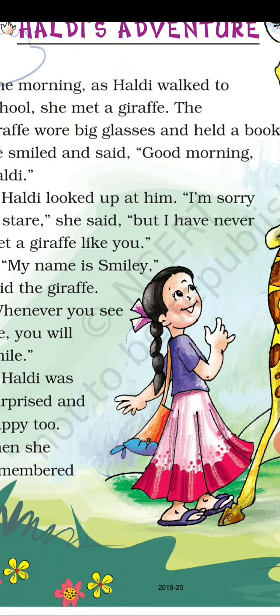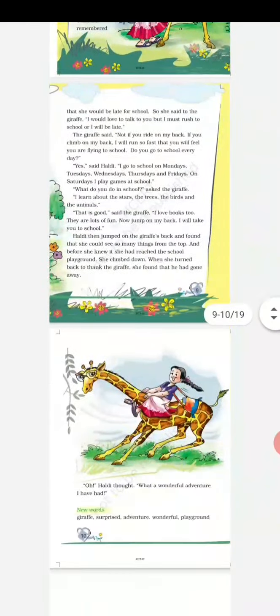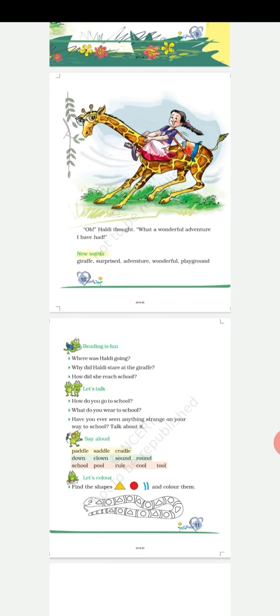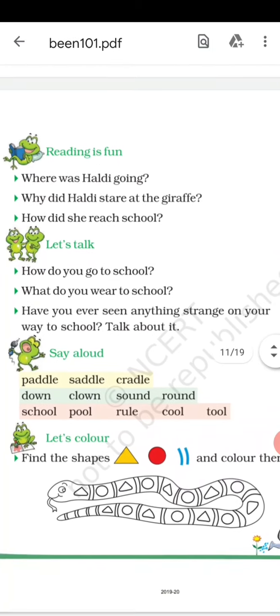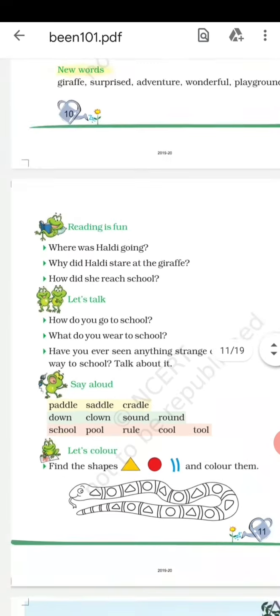Okay, you understood this now. Now, let's go to the third question. Where is the third question now? We have to wait for the page to open. Right. The third question is, how did she reach the school? How did she reach the school?